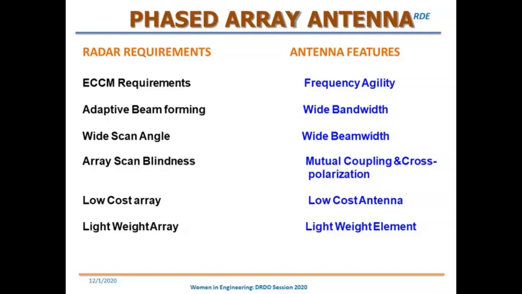The radar may sometimes require a wide beam. For example, if it is only doing a surveillance application, at that time the radar may require a wide beam. But when it is tracking, when it wants to dedicate its energy to a particular target only, at that time it wants a narrow beam. So at that time it requires an adaptive beamforming capability. In that case you should have a wide bandwidth, and also it should be agile. The antenna should have that feature. It should be able to scan a wide volume. So for that you should have a wide beamwidth.